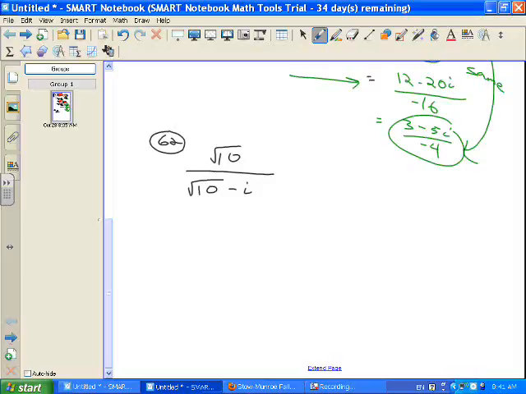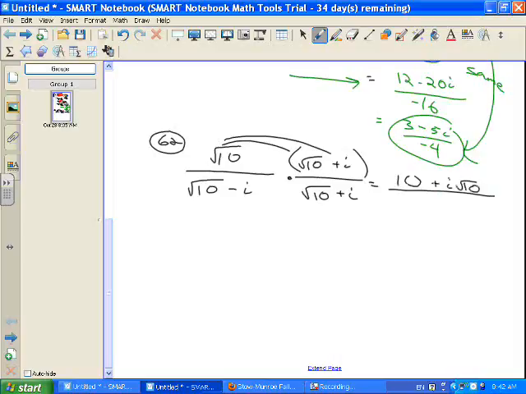All right, so multiply by what? Square root of 10 plus i over square root of 10 plus i. The good thing about conjugates is it picks i's and radicals. And it'll do both. So when I multiply up at the top, and I have to distribute this through, what's the square root of 10 times the square root of 10? 10. Square root of 10 times i? Square root of 10 i.